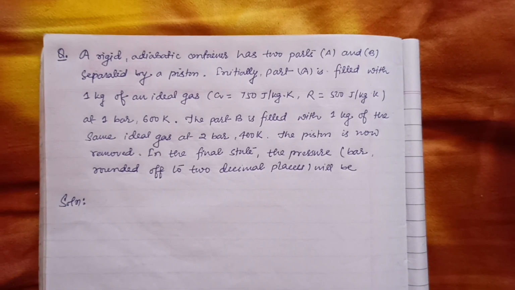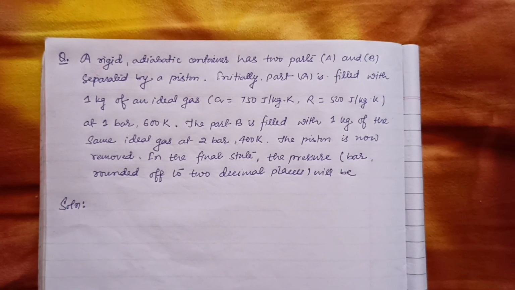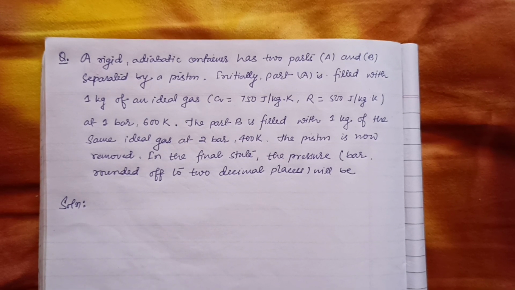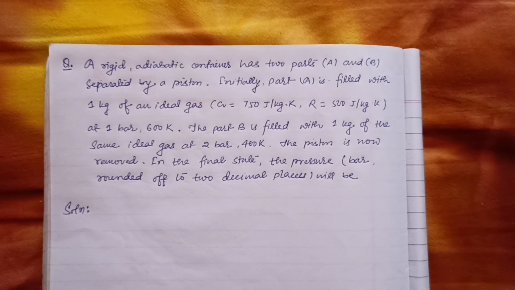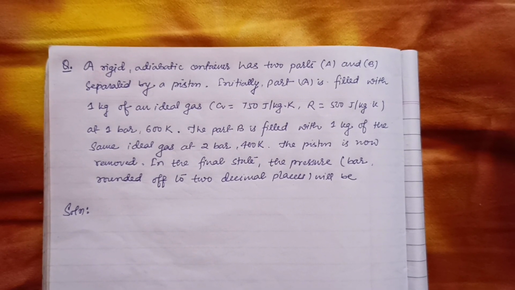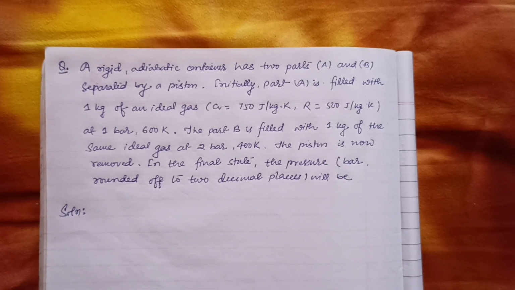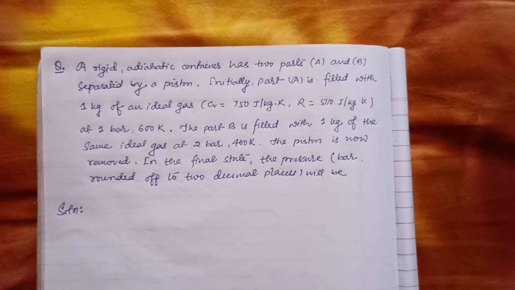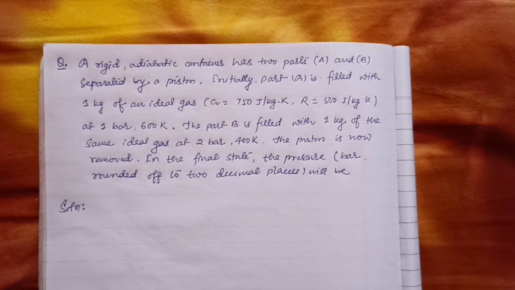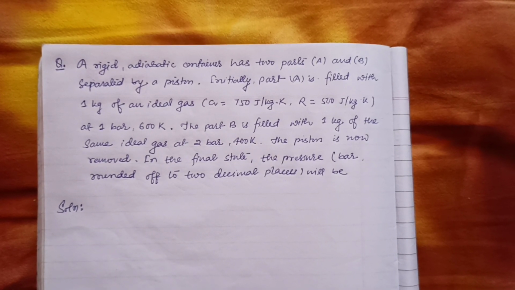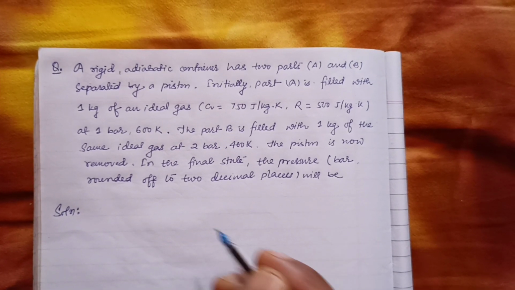There was a doubt which has been asked, so I am just going to read the question. A rigid adiabatic container has two parts, A and B, separated by a piston. Initially, part A is filled with 1 kg of an ideal gas, whose CV is equal to 750 joule per kg Kelvin. R is 500 joule per kg Kelvin at 1 bar. The part B is filled with 1 kg of the same ideal gas at 2 bar and temperature is 400 Kelvin. The piston is now removed. In the final state, the pressure rounded off to 2 decimal places will be.